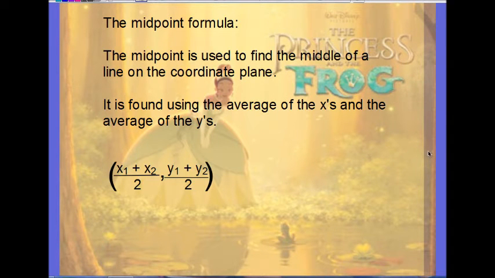The next part of this section talks about the midpoint formula. The midpoint is used to find the middle of a line on a coordinate plane. It's found using the averages of the x's and the averages of the y's. Or in other words, add up the x's and divide it by 2, add up the y's and divide it by 2.